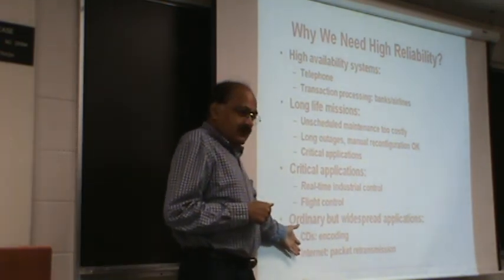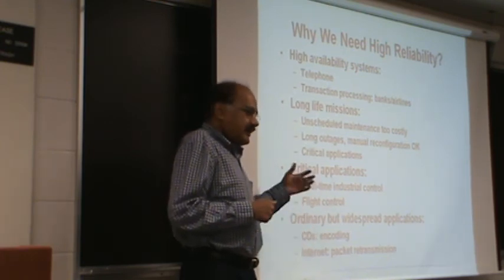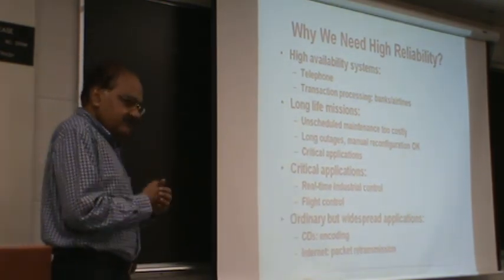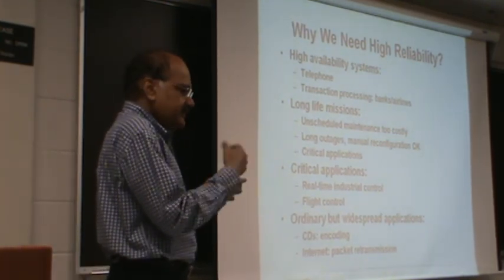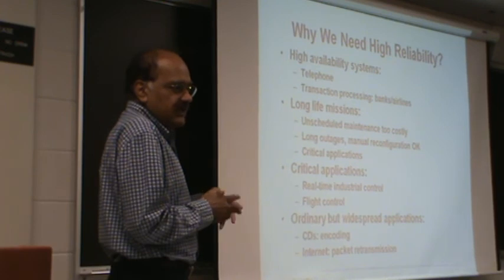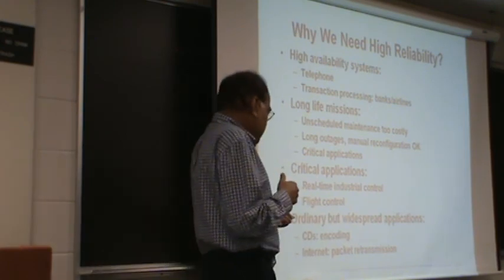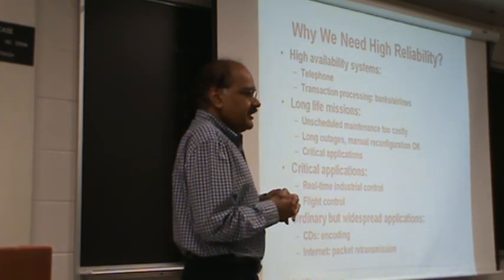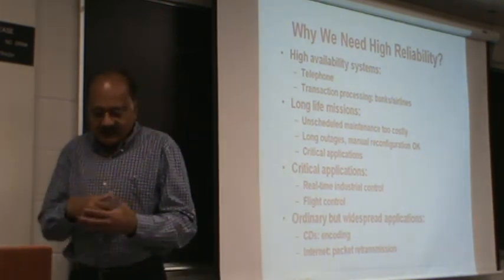But then a whole lot of applications of fault-tolerant computing happen in ordinary, everyday things. Reading music from a CD, you have encoding there to detect any bad bits. Some kind of scheme is already built in, so you would not even notice if it is done properly. But without error correction, your CDs wouldn't work. Internet packet retransmission: there's a built-in packet retransmission scheme.